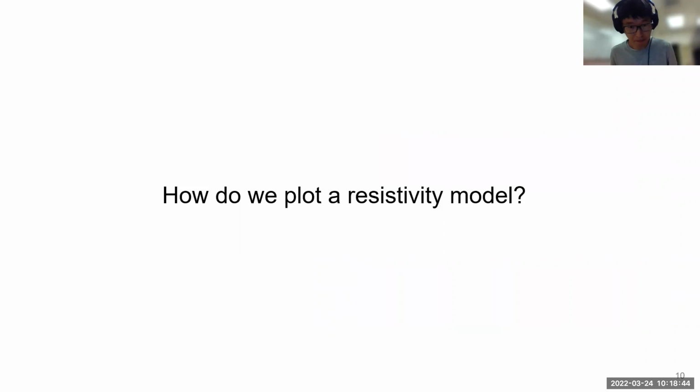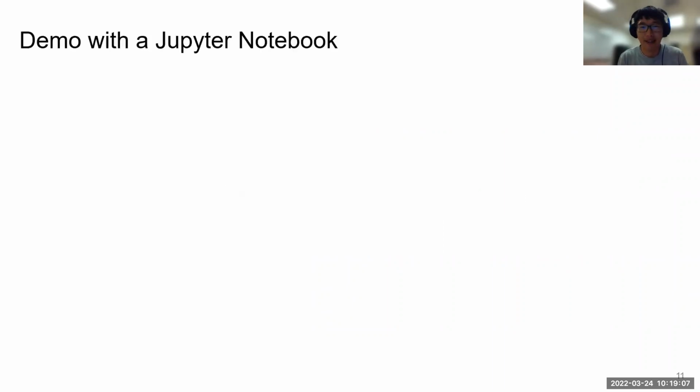So that's the tool. If you apply the inversion to the airborne data, you can actually obtain a resistivity model. And potentially that would be the first point where you are exposed to this airborne electromagnetic data. And the question is, how do you plot a resistivity model? That was the intro of this talk, and now I'm going to do a demo.